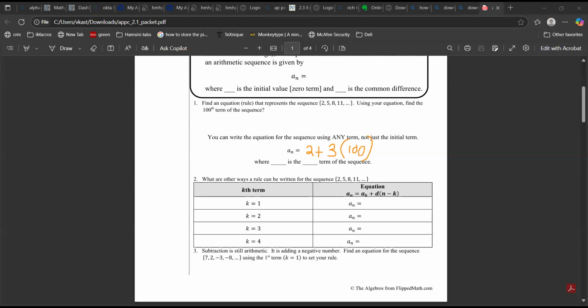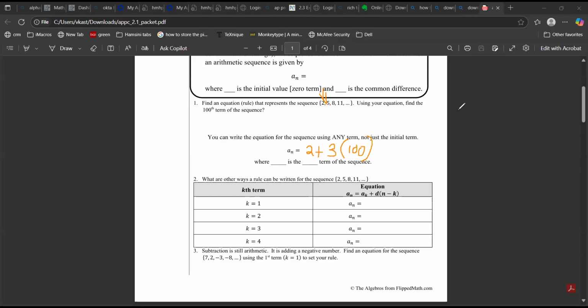I used a formula like A1 plus 100 minus 1 times D, so it was like 2 plus 99 times 3. We are going to take it as the 0th term, right, Amma? Isn't 2 the first term though? Also, you said we could pick whichever one we want. Yeah, you can pick whichever you want, but you have to apply the formula appropriately, right?